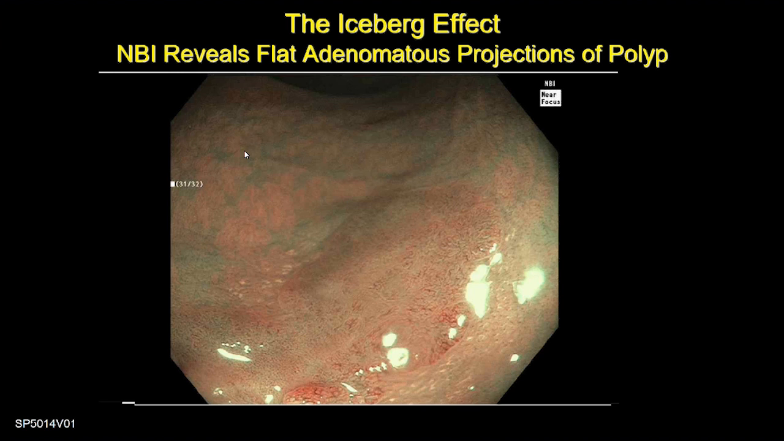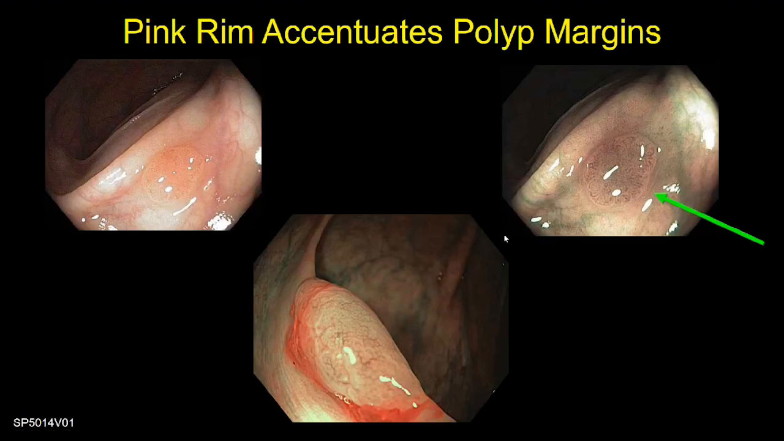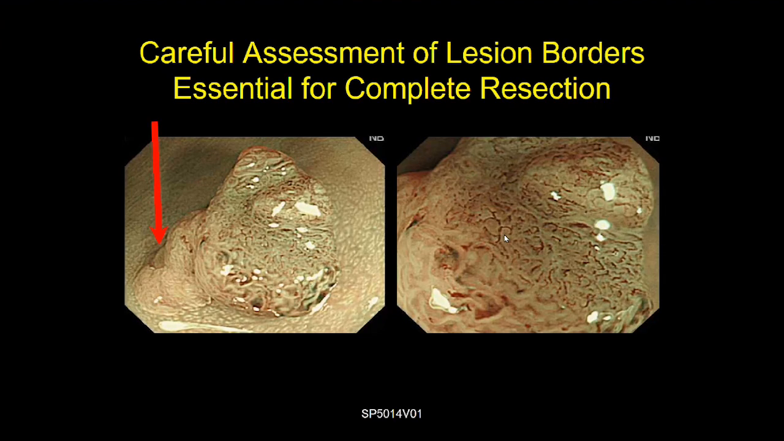And here's another view of it, looking up around the edges of the border so you can make sure you get the entire polyp. Pink rim sometimes accentuates the margin. That's a help when you're using narrow band.